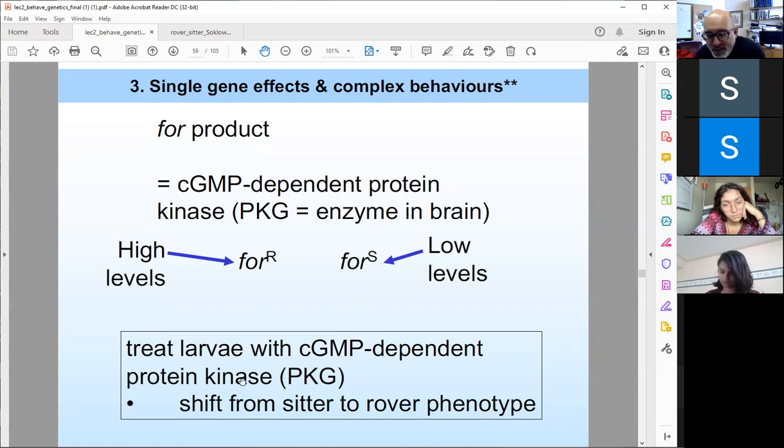You can actually take a larva that is a sitter, genetically it has the sitter allele, and you can dose its brain with this PKG, and it will shift to a different behavior. It will shift to the rover phenotype. So this single gene does influence the behavior in the presence of food, as I mentioned. That's the influence of the environment.